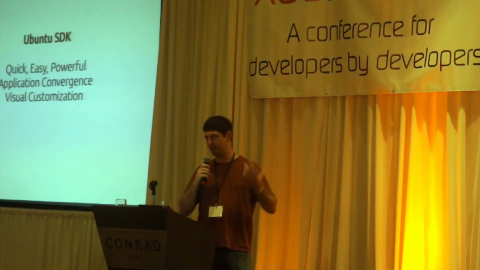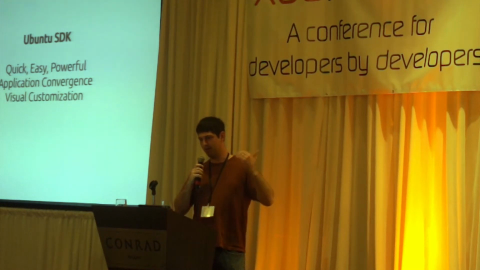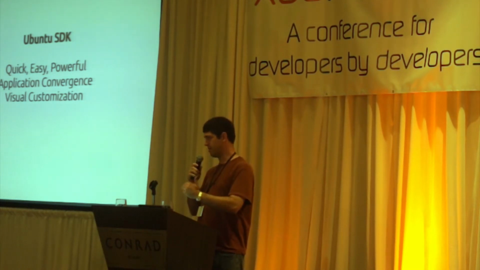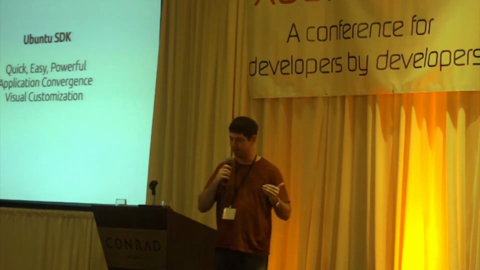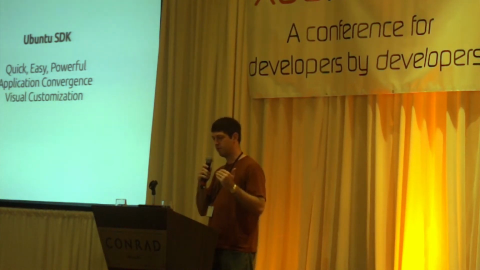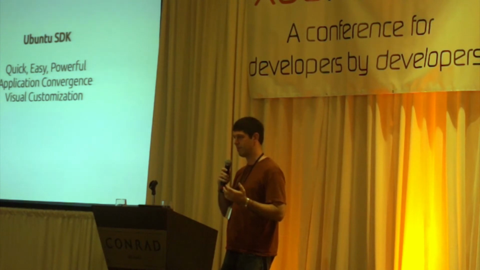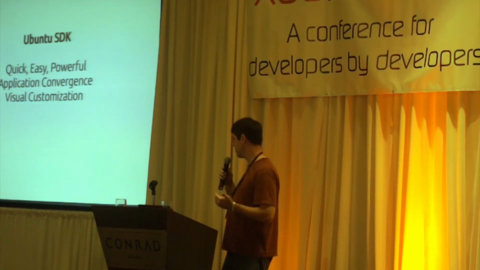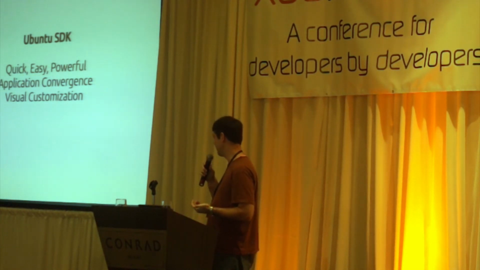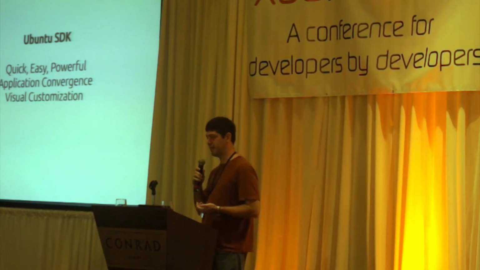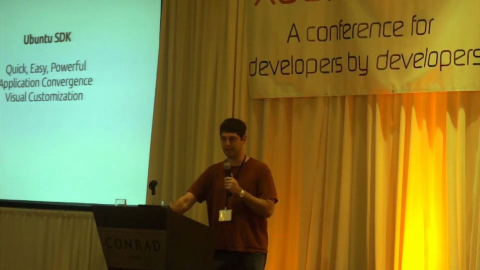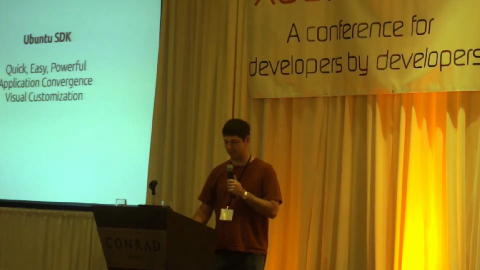We also have convergence built in. We want Ubuntu devices to go from phones to desktops. And we already have the shell working where it can go from phone to desktop. But we need to also make sure that our apps can go from phone to desktop. So one of the key concerns when we wrote the SDK was making that possible. So I'll show you some of the things that we provide in the SDK that allow you to do that. And then finally, we provide some really easy ways to visually customize your app and make it look professional and make it look like it fits in with the rest of Ubuntu without a lot of work on your side.